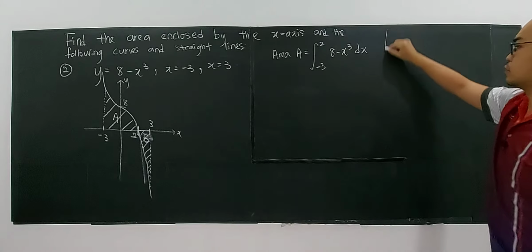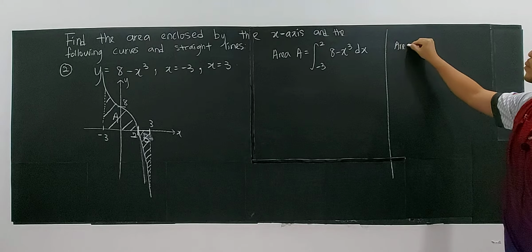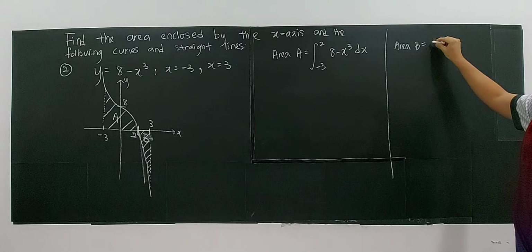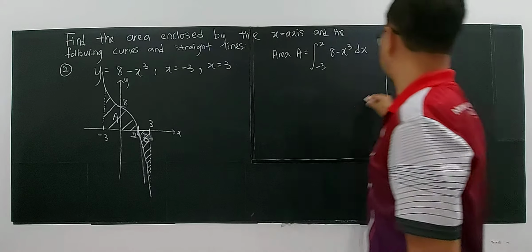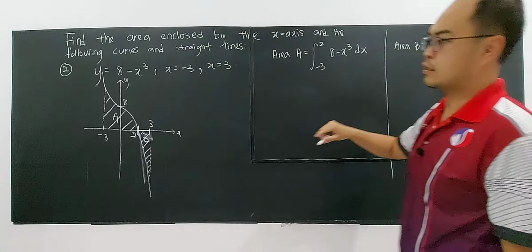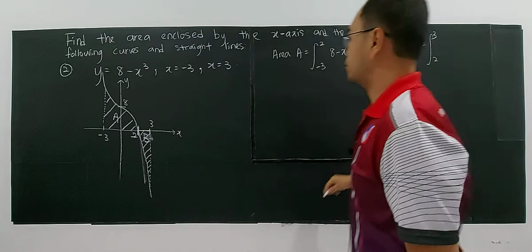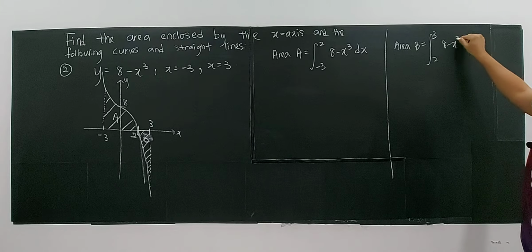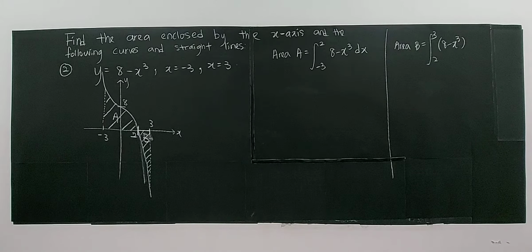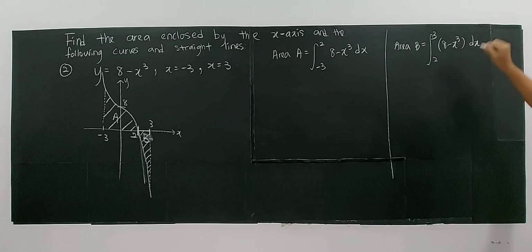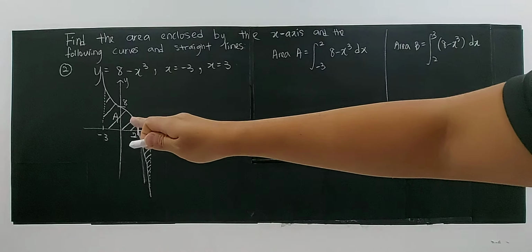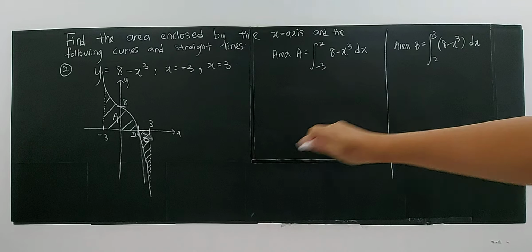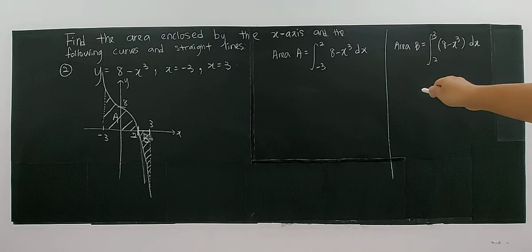So how about area of B? The region B, you also integrate from 2 to 3, so from the smaller value to the bigger value. From 2 to 3 is under the curve of 8 minus x cubed, dx, because this is the area under the x-axis. Where it's only between the curve and the x-axis, definitely it will give you a negative value when you calculate.